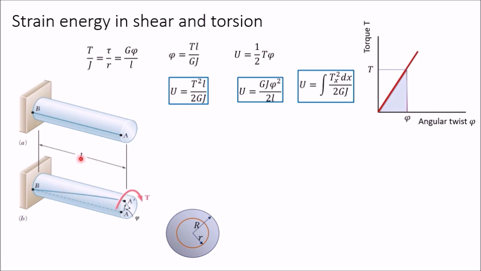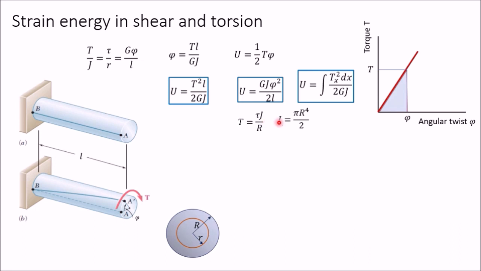In place of total length, we take a small length, and when we integrate it for the entire length, we get the strain energy. Now I am taking tau, the maximum value of tau, that is tau at the outer layer. So I have taken r as the outer radius, the maximum radius. At this outer layer, shear stress will be maximum. At the center, shear stress would be 0. I have not written tau max here, but it is the maximum value of tau that I have taken.